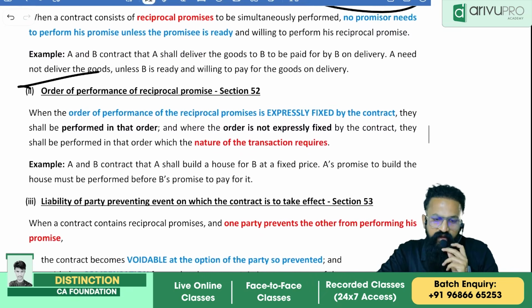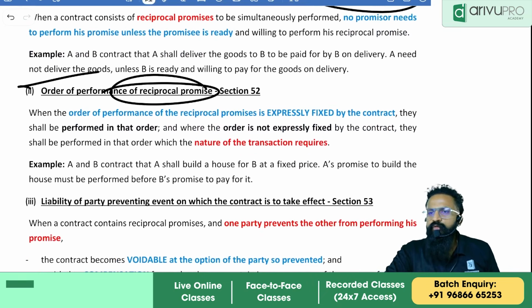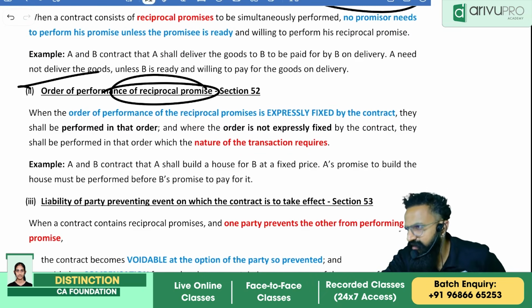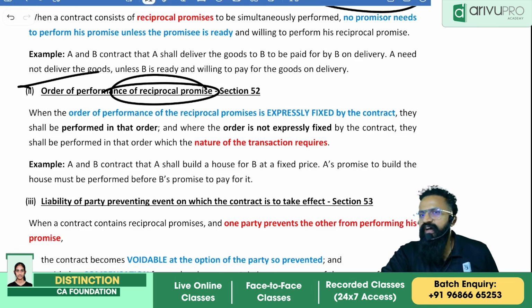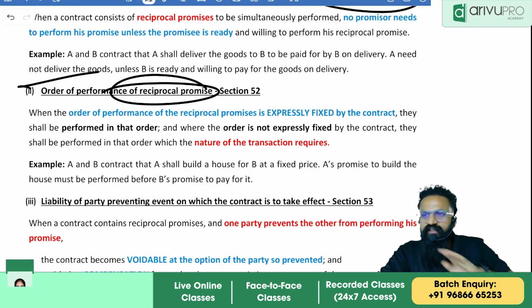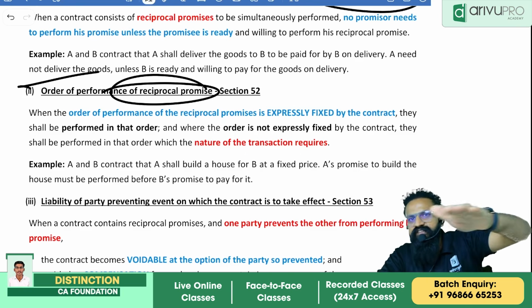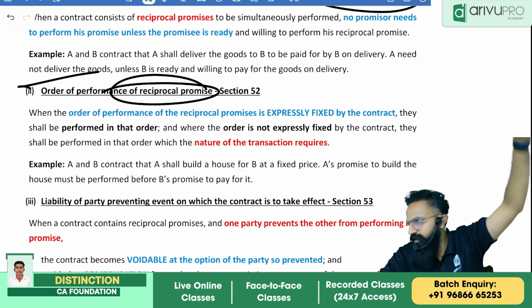Okay, I'll tell you. Order of performance of reciprocal promise. Who should perform first? Go as per the contract. If nothing is given, go as per the nature of the terms. For example, I told you construction. First you pay, then they construct 25%. Again you pay, again they construct.